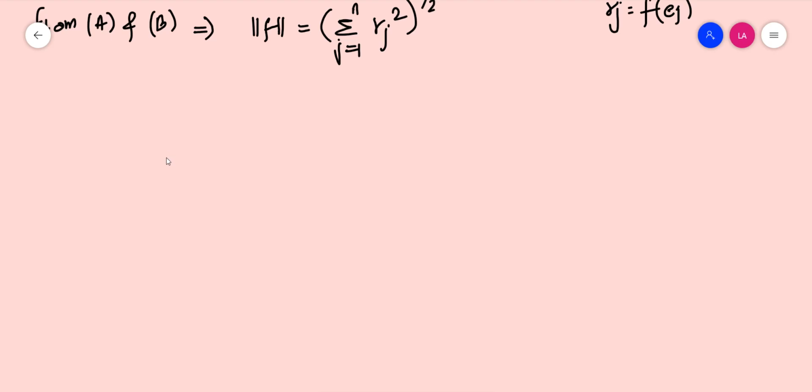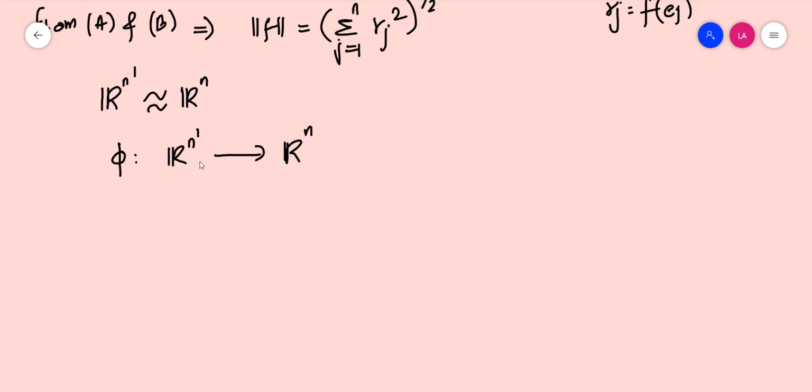Now we have enough tools to proceed with our assumption. We have to prove that Rn dash is isomorphic to Rn. This is what we have to prove. In order to do that, we have to define a function from Rn dash to Rn. So let phi be a function from Rn dash to Rn.